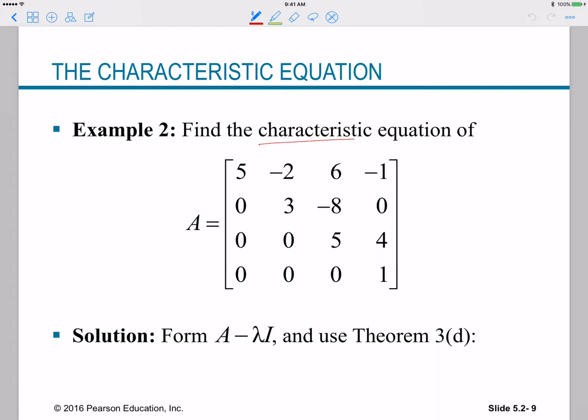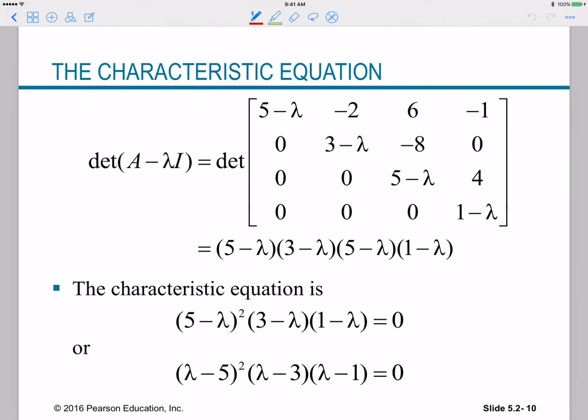Okay, so in this case, the characteristic equation is for a very simple upper triangular matrix form. And this is A minus lambda I, and the determinant is just the product of the diagonal entries, so it's represented in this form, and it should be zero. That's how we obtain the eigenvalues in this case.